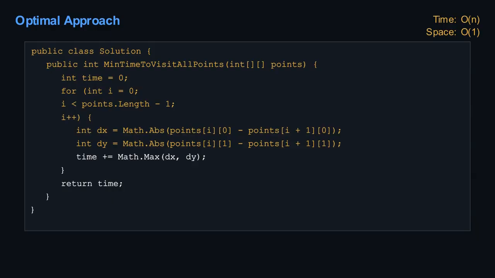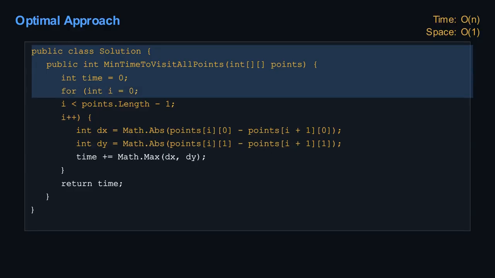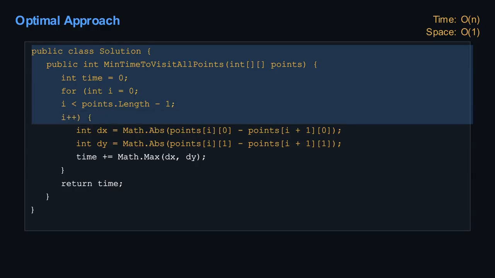The key insight here is understanding the allowed moves. Moving 1 unit diagonally covers 1 unit horizontally and 1 unit vertically simultaneously. This means to get from point A to point B, we can always maximize diagonal moves until either the horizontal or vertical distance is covered. The remaining distance will then be purely horizontal or vertical. Therefore, the minimum time to travel between 2 points is simply the maximum of the absolute difference in their x-coordinates and the absolute difference in their y-coordinates. This is known as the Chebyshev distance.